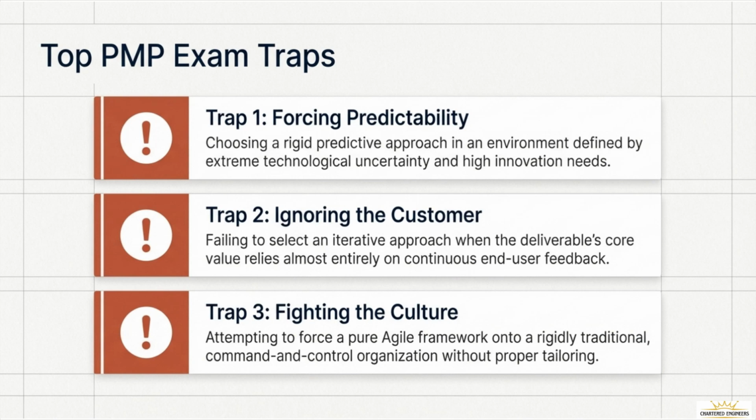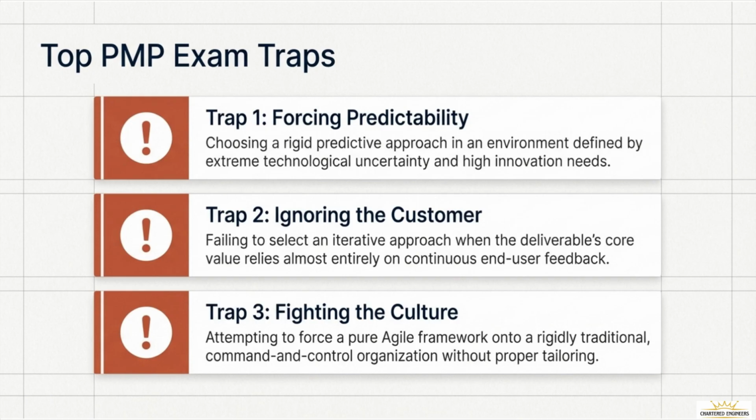Trap 2 is ignoring the customer. This occurs when a manager fails to select an iterative approach even though the deliverables' core value relies almost entirely on continuous end-user feedback. If the scenario says the customer isn't quite sure what they want, your answer must involve getting them a prototype or an increment as soon as possible.